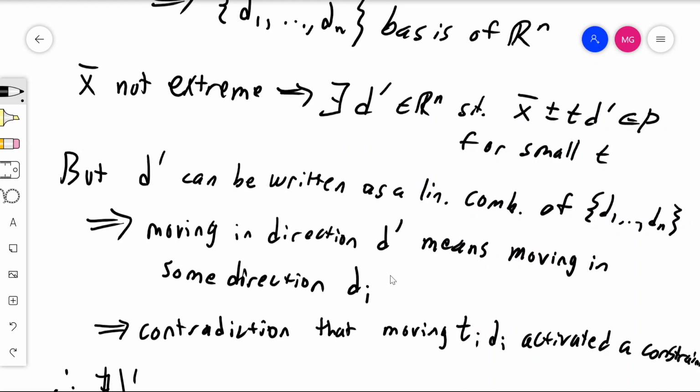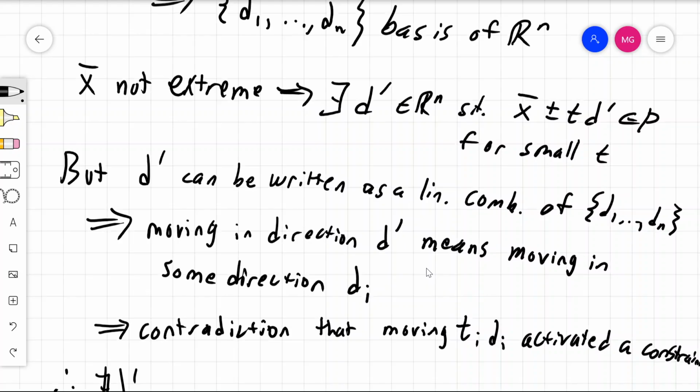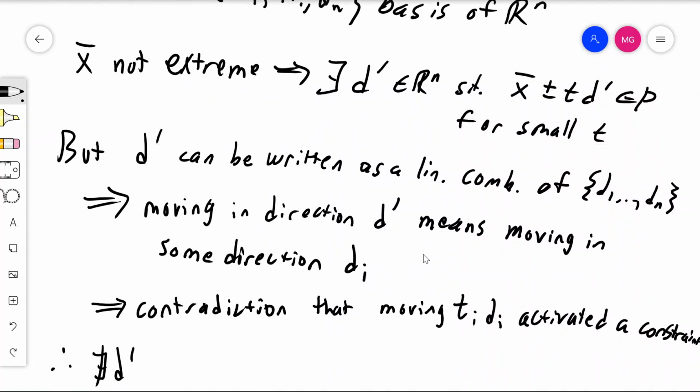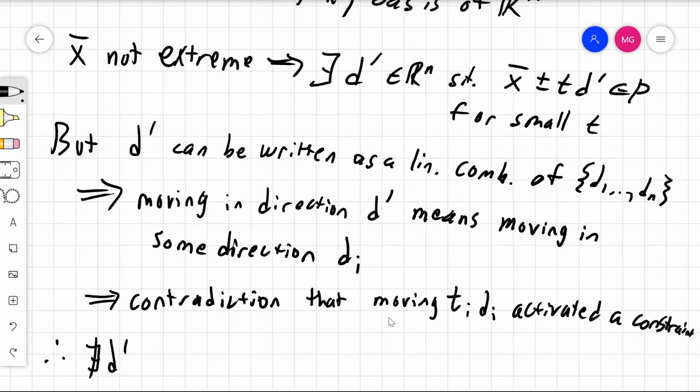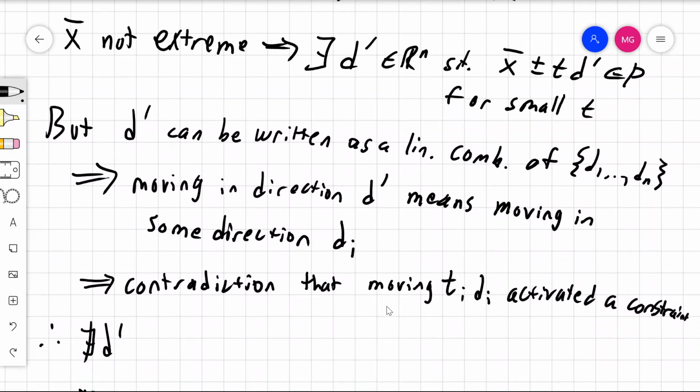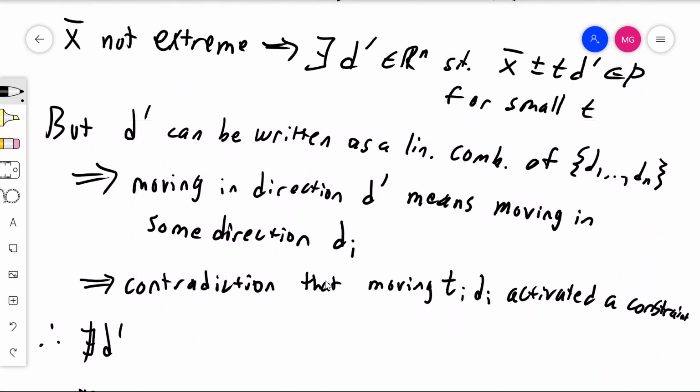So we're moving in some direction di, either in the plus or minus case. If we are moving in some direction di, we are crossing over the boundary, and we can't do that. We're saying we can perturb it, but actually we can't because we'd be crossing over the boundary, and that's a contradiction. So the contradiction is that moving in this direction, t di, activated a constraint. If you go any further, you've now violated the constraint.